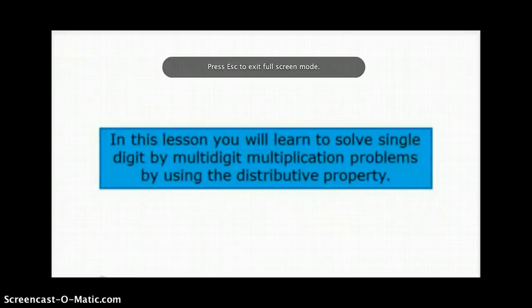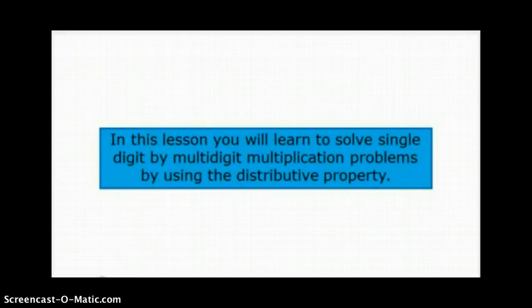In this lesson, you will learn to solve single-digit by multi-digit multiplication problems by using the distributive property. The distributive property is a trick mathematicians use every day. It's a way of making arithmetic and algebraic math problems easier. Even scientists use it, so get ready for some very important information.